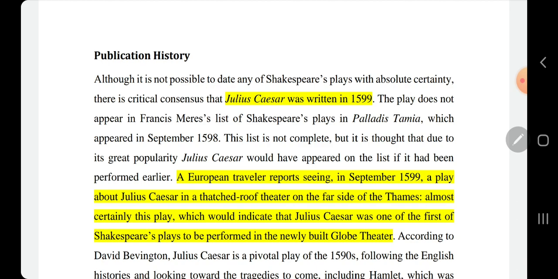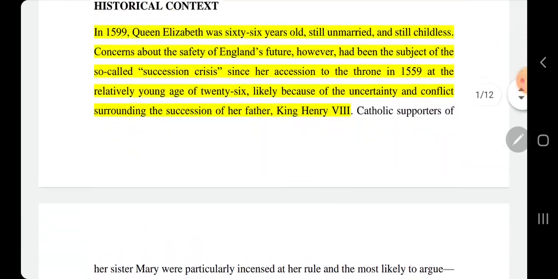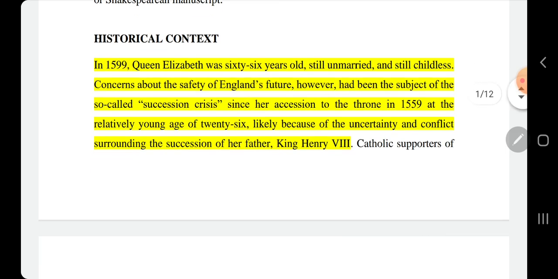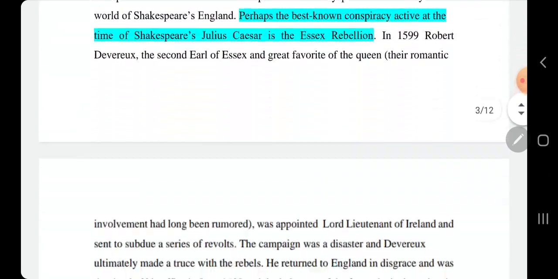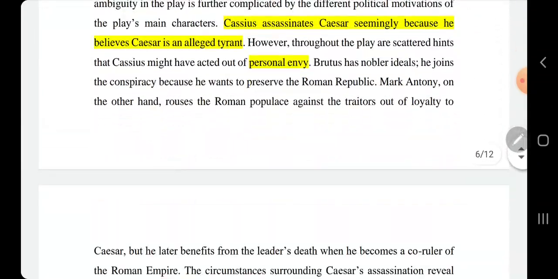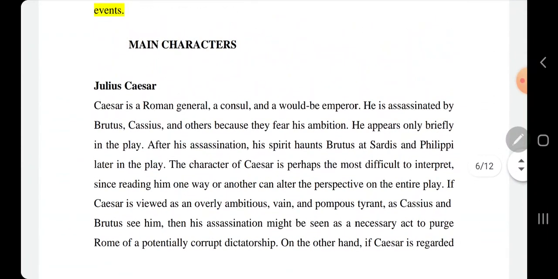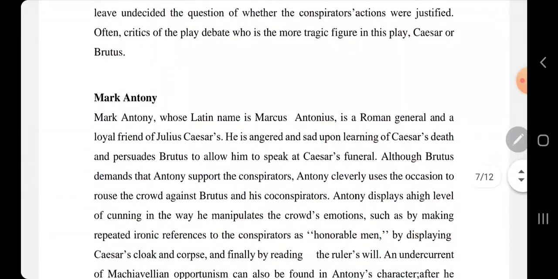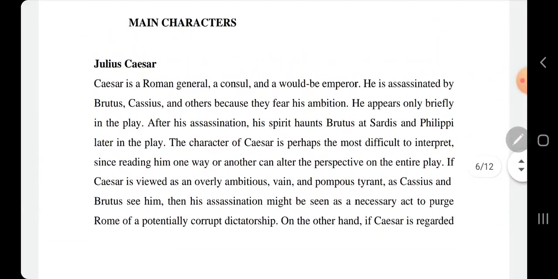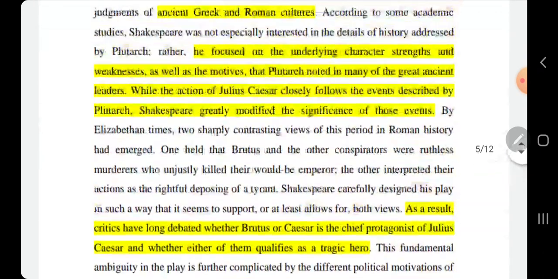In this lecture, I will go through the publication history of our play, Julius Caesar, and then I will go to the historical context of the play and see the connection between the play and the historical period at that time. And then I will go through a little bit of introduction of our play and will finally introduce you to the main characters in our play Julius Caesar. We might not be able to discuss the characters in detail. However, we will go through them hopefully in our third lecture.